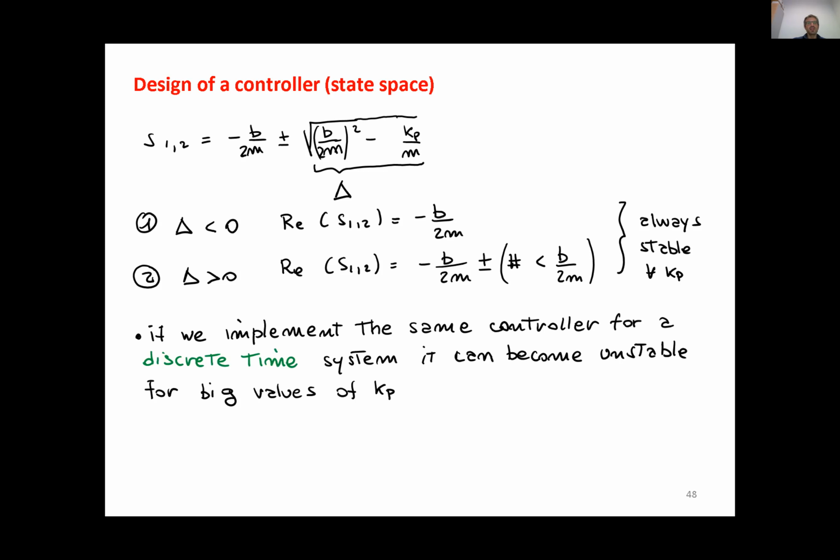If we do the same thing, the same controller, for a discrete time system, a discretized version of the system, we will see that this is not true, and the system can become unstable for big values of Kp. So even if in continuous time your controller is stable, be aware that whenever you implement it for the discretized version of the system, the one you have when you're sampling your system, your sensors, you can be unstable. In general, whenever you increase Kp a lot, the system becomes unstable. Okay, is everything clear till now?